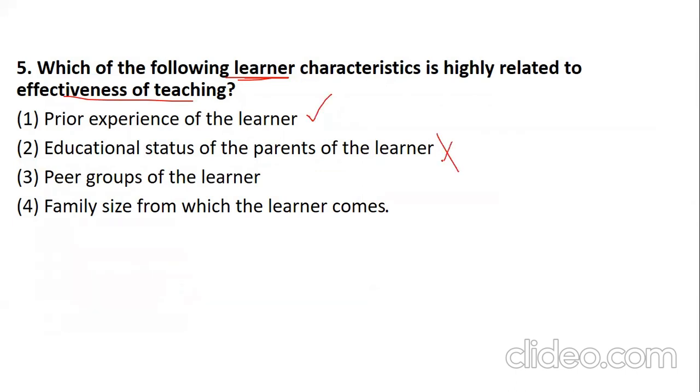ये तो नहीं है. बहुत सारे पेरेंट्स इलिटरेट हैं लेकिन बच्चे अच्छे से पढ़ रहे हैं और अच्छे से पढ़ के बड़े हो गए हैं, so does not have a link. Peer groups of the learner? Not very closely, उसका इफेक्ट भी हो सकता है. Family size? Definitely not. Okay, doesn't matter. तो आपका ऑप्शन क्या है?